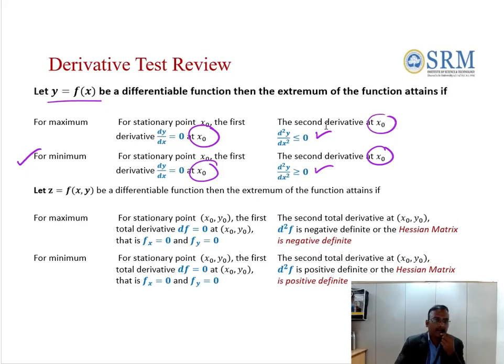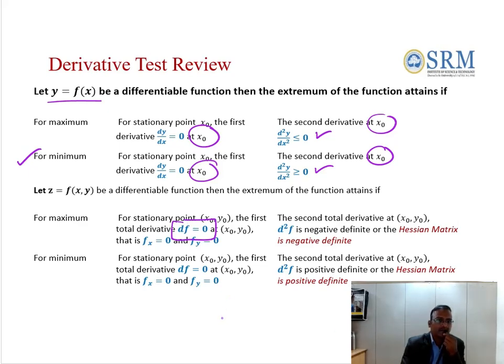The same definition which you are going to imitate for several variables, in particular for a two variable function. Let z equal to f of x comma y be a differentiable function, then the function attains extremum, that means maximum as well as minimum. As in the one variable case, first we have to calculate the stationary point. To find the stationary point x0 comma y0, first we have to equate the first total derivative df to 0.